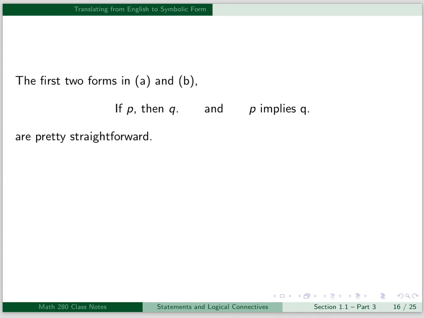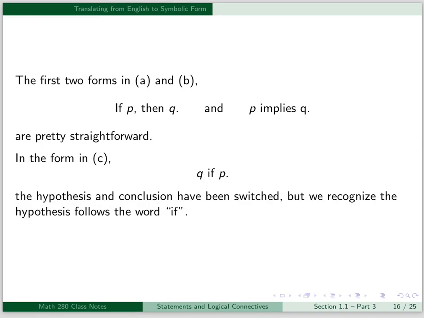The first two forms in A and B, if P, then Q, and P implies Q, are both pretty straightforward. In the form in C, Q if P, the hypothesis and conclusion have been switched, but we recognize that the hypothesis follows the word if.